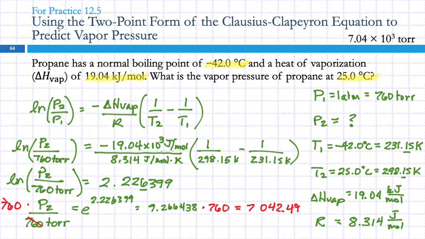Let's just start that over again. 7042.49. The unit is going to be torr because that was the unit on the other pressure. So if we round this to 3 sig figs, we get 7.04 times 10 to the 3 torr. Any questions?